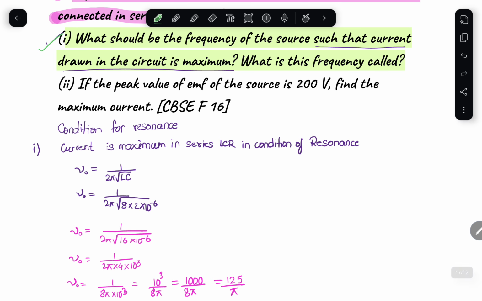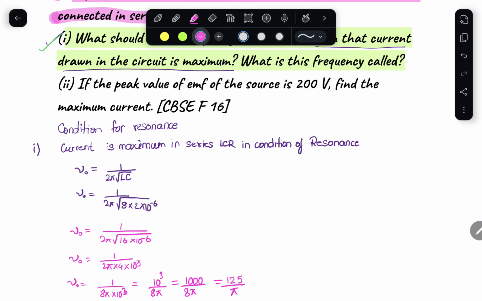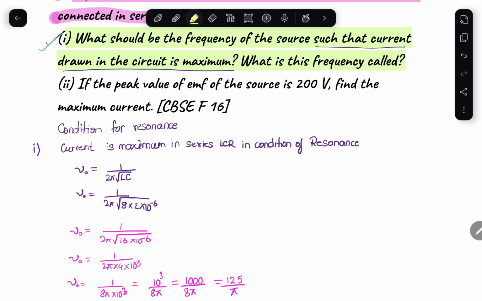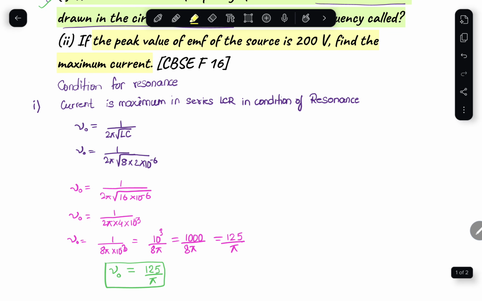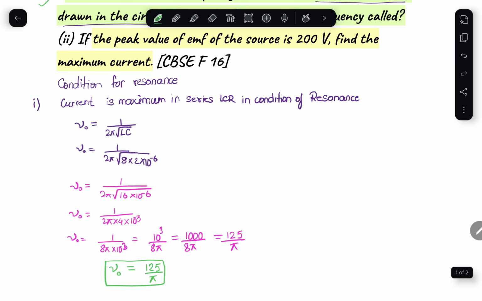Now come to the second section. The second section is: if the peak value of EMF of the source is 200 volt, find the maximum current. Means we have to find the current when the source EMF is 200 volt. The maximum current formula is very simple. What is the maximum current formula?